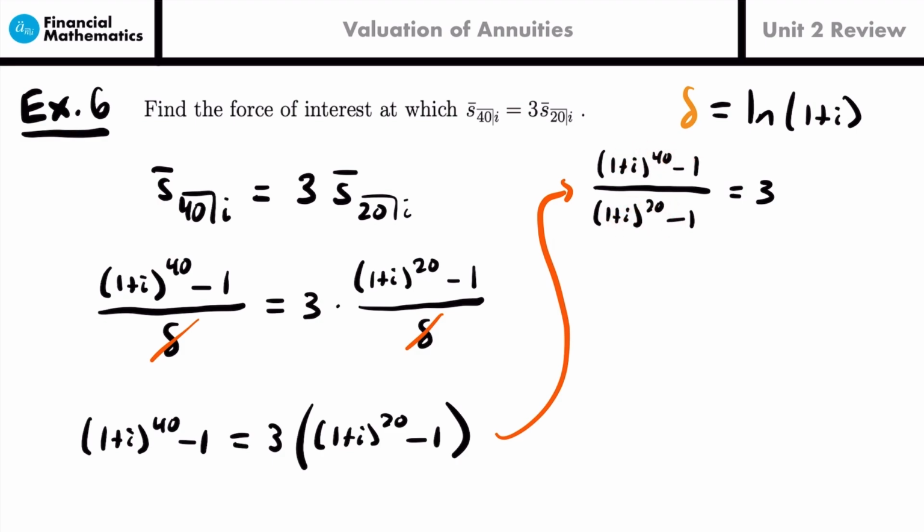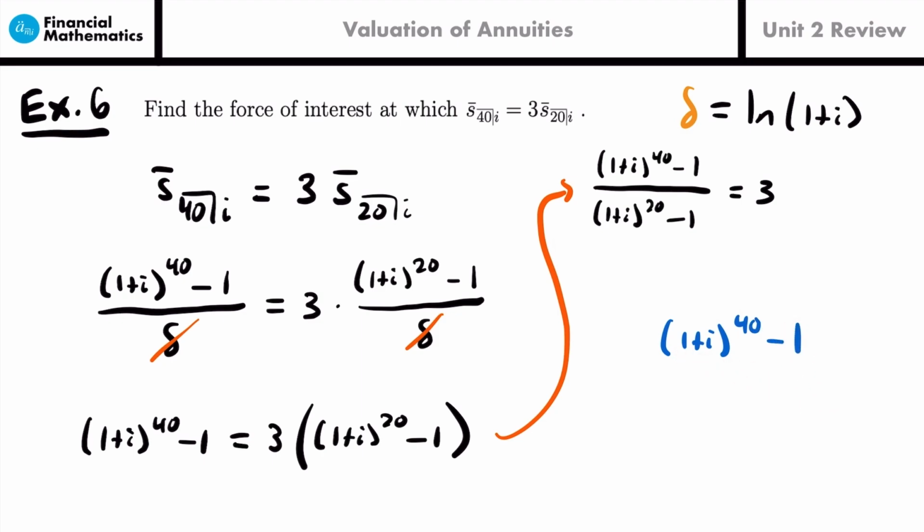We have the same thing going on here and here, although we're not going to want to factor both of them, because what we want is something that cancels out, and factoring the numerator is what will allow us to cancel something out. Let me show you what I mean. We have 1 plus i to the power of 40 minus 1. This is a difference of squares.